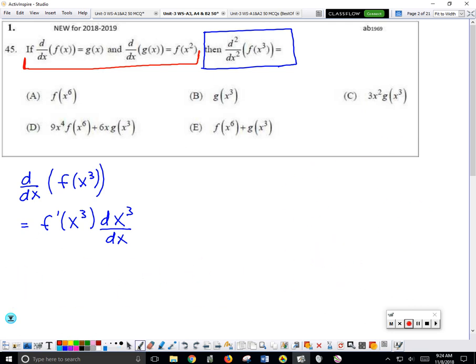Okay, so we have the first derivative. We now need to, let's finish though. So this is 3x squared f prime of x cubed. We're good there?